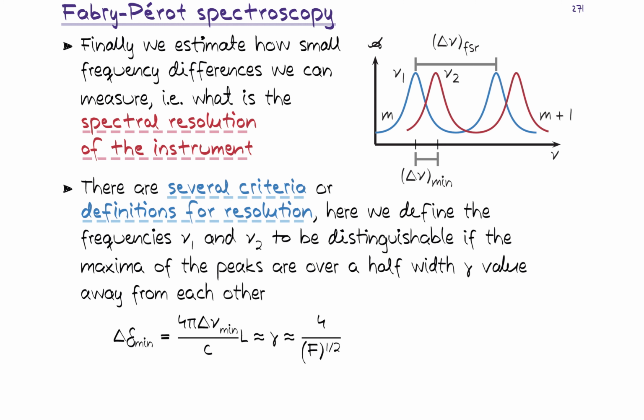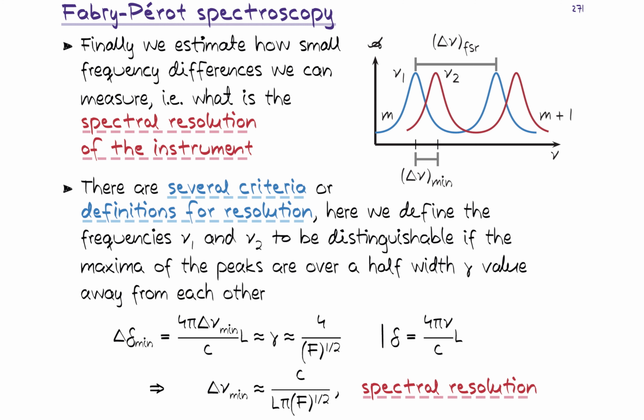And this essentially is approximately the gamma value here as we define things. And this is now approximately, for the case of having sharp peaks, 4 divided by the square root of the finesse coefficient. And here delta is basically 4 pi nu divided by c times L, as we discovered in the first or second slide of this lecture. And now I can solve this with respect to the smallest possible frequency difference I can measure. So I'm solving this equation with respect to nu min, and that gives me approximately c over L, the effective length of my cavity, times pi times the square root of the finesse coefficient. And this is known in the literature as the spectral resolution.